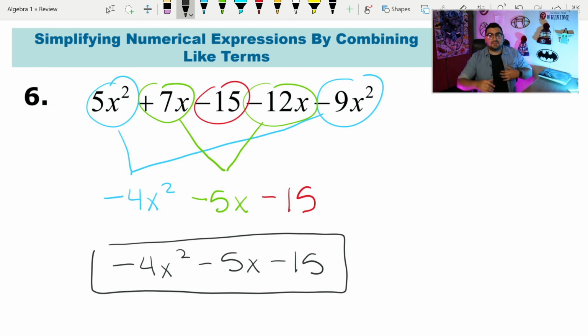So that's just a few tips, tools, and instructions on how to combine like terms and how to simplify our problems. Again, usually the end goal is we just transformed 5 terms into 3 terms. That's simplifying the expression that we were given into a far simpler one that's usually smaller.